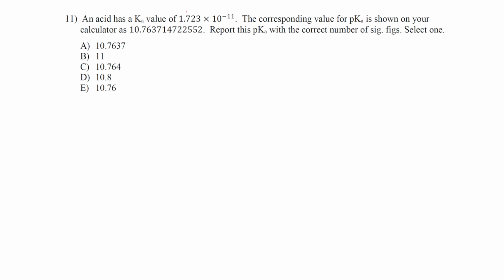So this is a regular number, and we're going to take a logarithm of it. This number has 4 sig figs, so we need to have 4 sig figs in our pKa. And remember, sig figs are only counted to the right of the decimal place. So we need 4 digits to the right of the decimal place. So the answer is A.